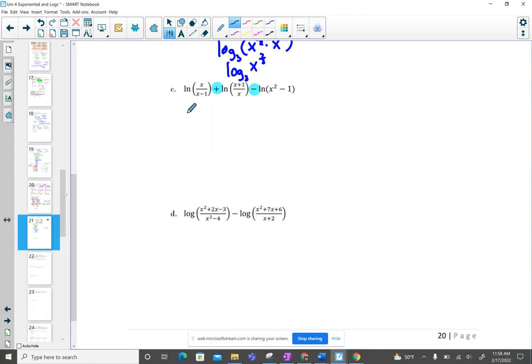Okay, so I'm going to have an ln. I'm going to have like a big old thing in here. So the x over x minus 1 is first. Adding means multiplying when you condense it. So it's x plus 1 all over x. And then subtraction means division with x squared minus 1.